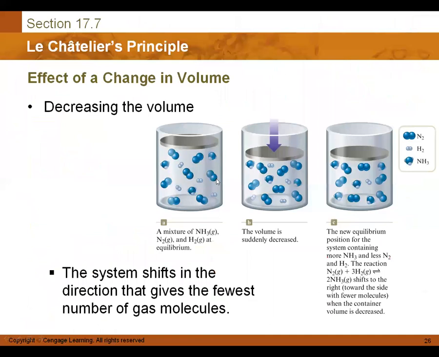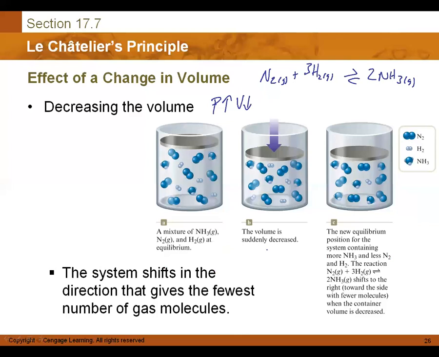And that's what we see here. So this is decreasing the volume, which would cause the pressure to increase. And the reaction we're looking at here is N2 plus 3H2 goes to 2NH3, right? So in this case, the pressure is going to go up because our volume went down. So we need to go to the side that has the least number of gas molecules.